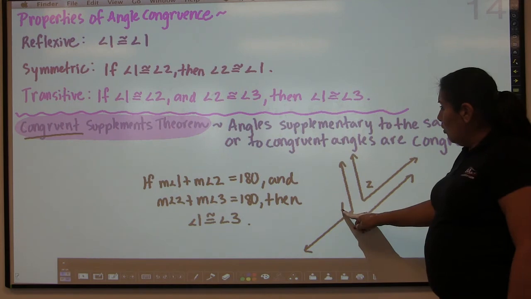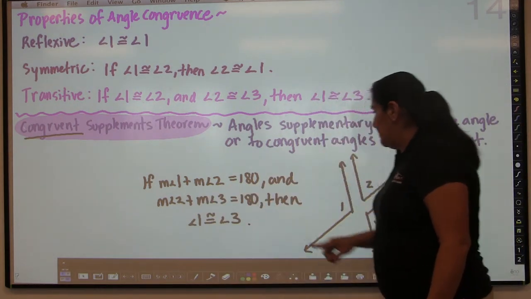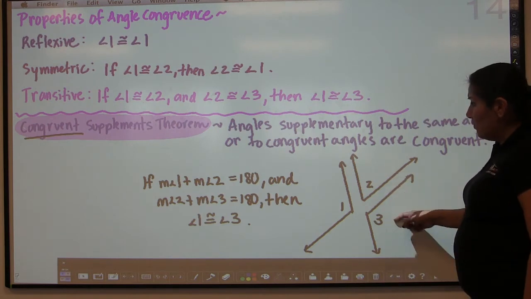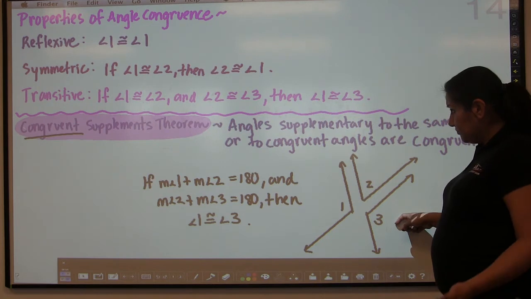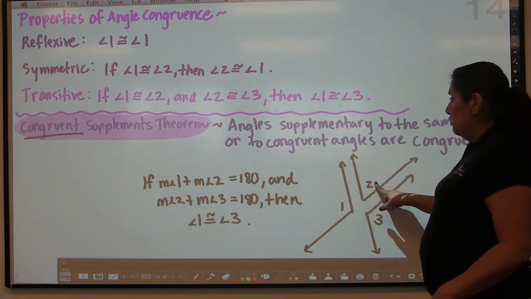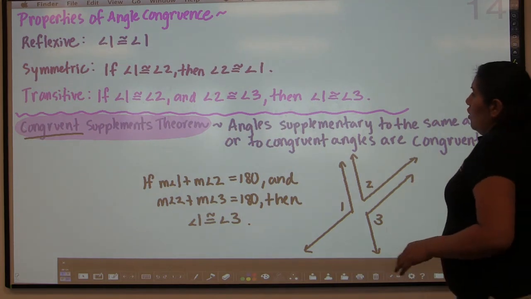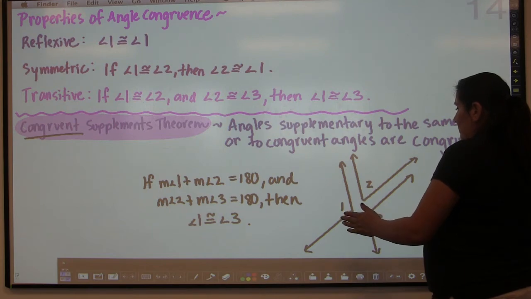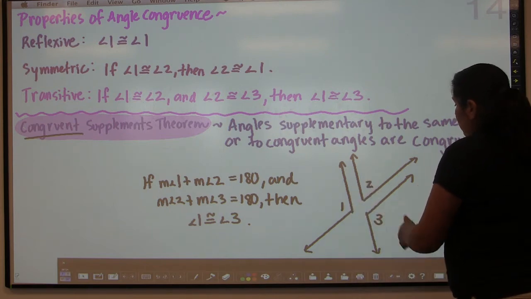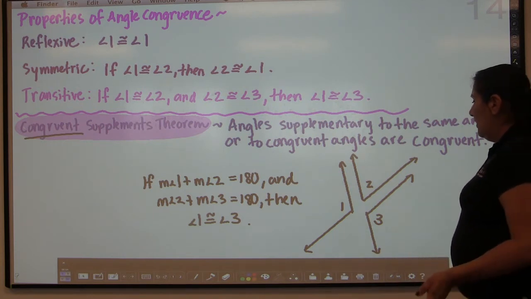We have angle 1 and angle 2 are supplementary. See, angle 1 plus angle 2 equals 180. Also, angles 2 and 3 equal 180, so they're also supplementary. So we have angle 2, for example, that is being repeated. Angle 1 is supplementary to angle 2, but angle 3 is also supplementary to angle 2. Therefore, angle 1 and angle 3 are congruent. That's what this theorem is saying, okay?